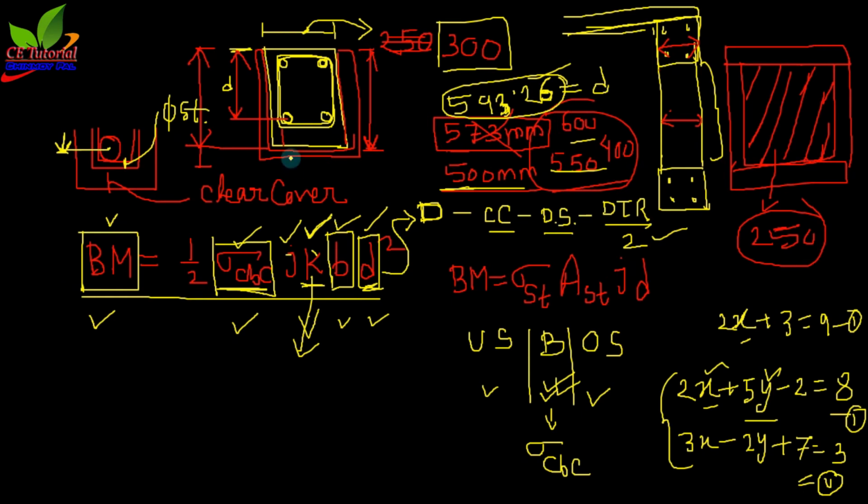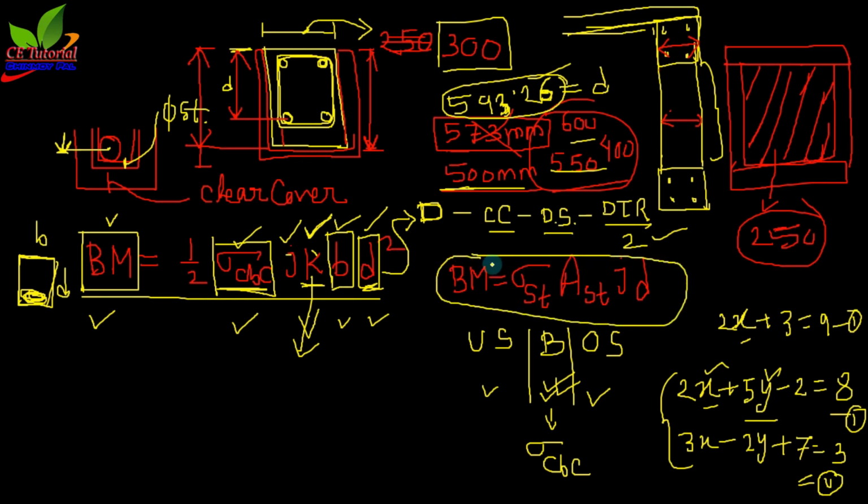That means you fixed the dimension of the cross section of the beam. That means b and d, and you need the reinforcement also. So how can you get the reinforcement value? From this equation. Let me write it again.